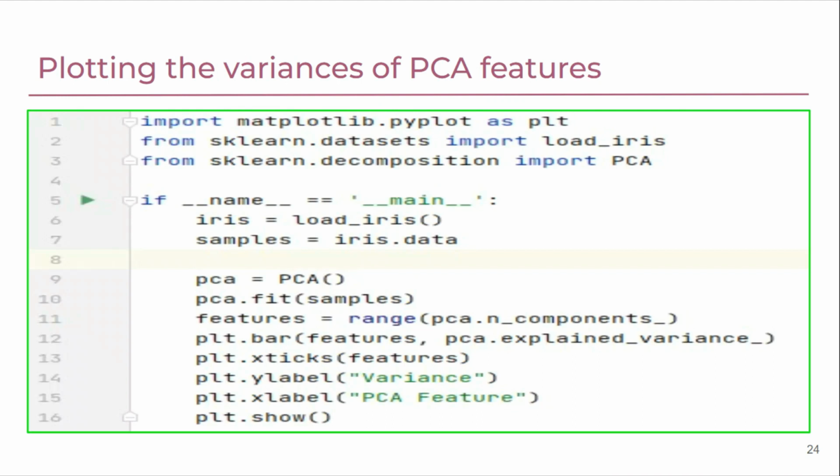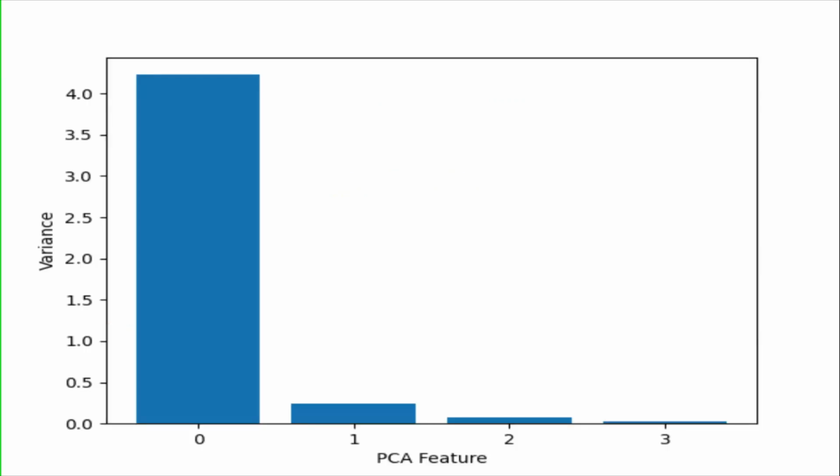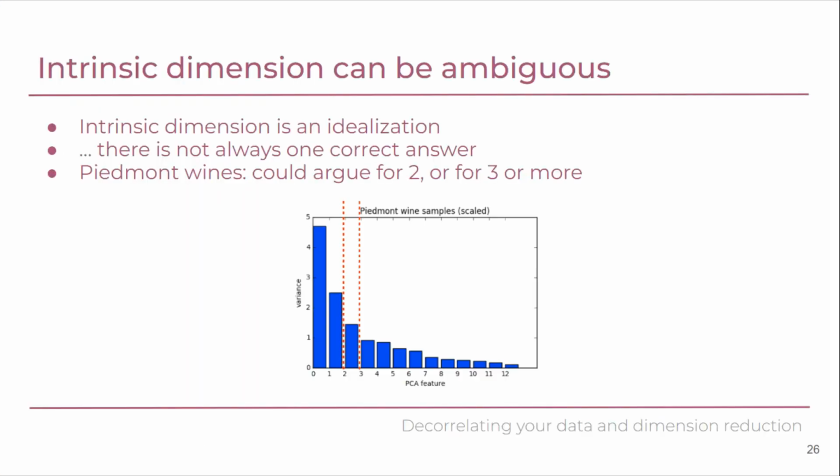Let's see how to plot the variances of the PCA features in practice. Firstly, make the necessary imports. Then create a PCA model, and fit it to the samples. Now create a range enumerating the PCA features. And make a bar plot of the variances. The variances are available as the explained_variance_ attribute of the PCA model.